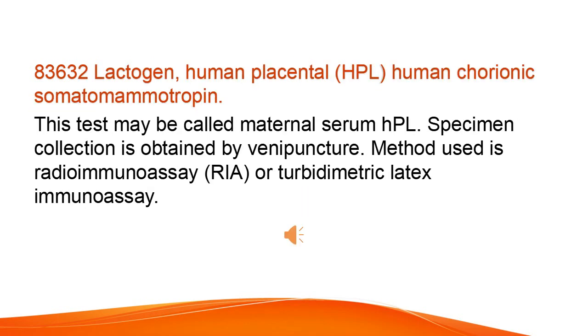Lactogen, human placental, HPL, human chorionic somatomammotropin. This test may be called maternal serum HPL. Specimen collection is obtained by venipuncture. Method used is radioimmunoassay, RIA, or turbidimetric latex immunoassay.